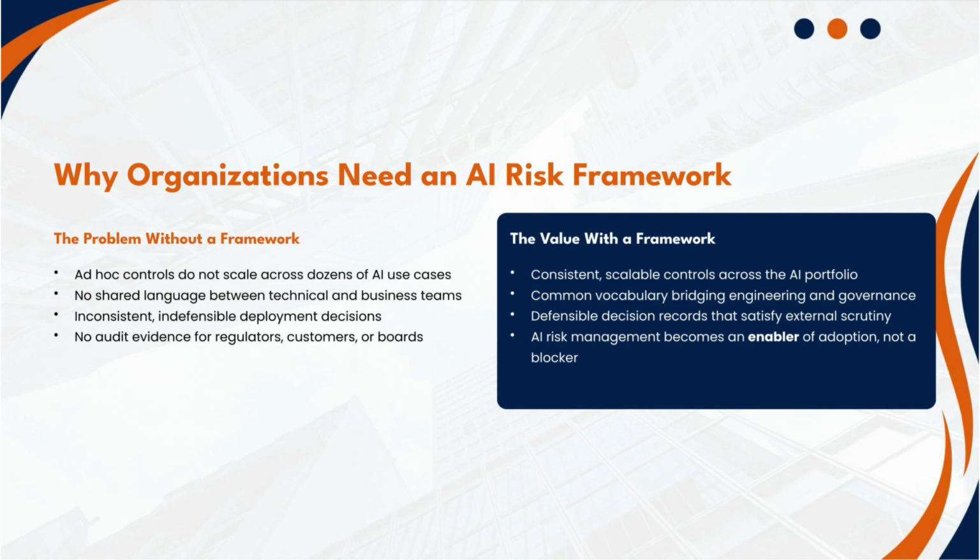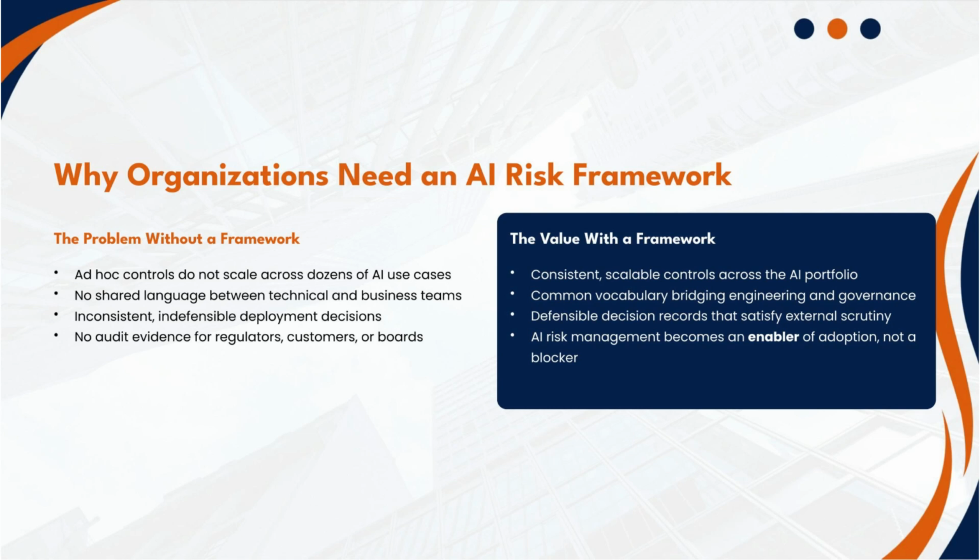You cannot manage what you cannot see. That's the first thing a framework gives you: visibility. Second, it gives you a shared language. Right now, your data scientists, your lawyers, and your board are describing the same risk in three vocabularies and talking past each other. A framework makes the conversation possible. Third, consistency. Without it, risk decisions depend on who happened to be in the room. Different teams, different standards, different outcomes.